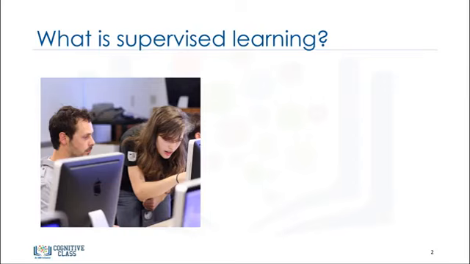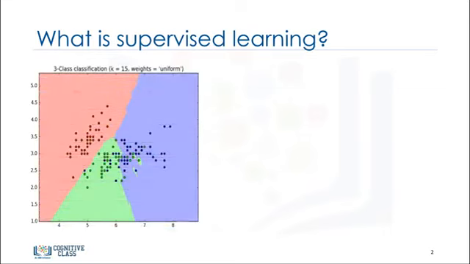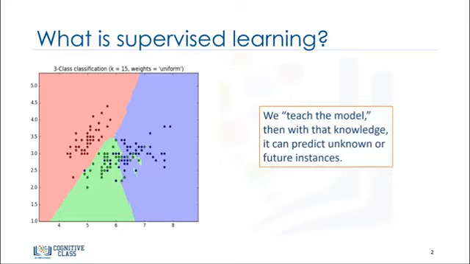Supervise means to observe and direct the execution of a task, project, or activity. Obviously, we aren't going to be supervising a person. Instead, we'll be supervising a machine learning model that might be able to produce classification regions like we see here. So, how do we supervise a machine learning model? We do this by teaching the model. That is, we load the model with knowledge so that we can have it predict future instances.